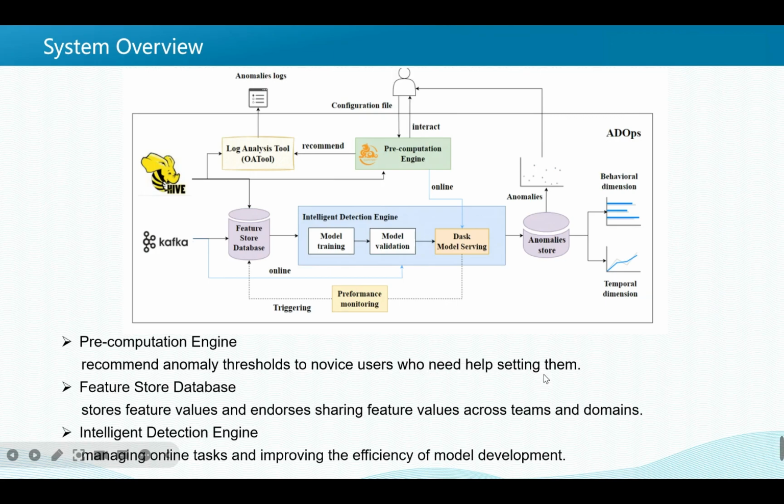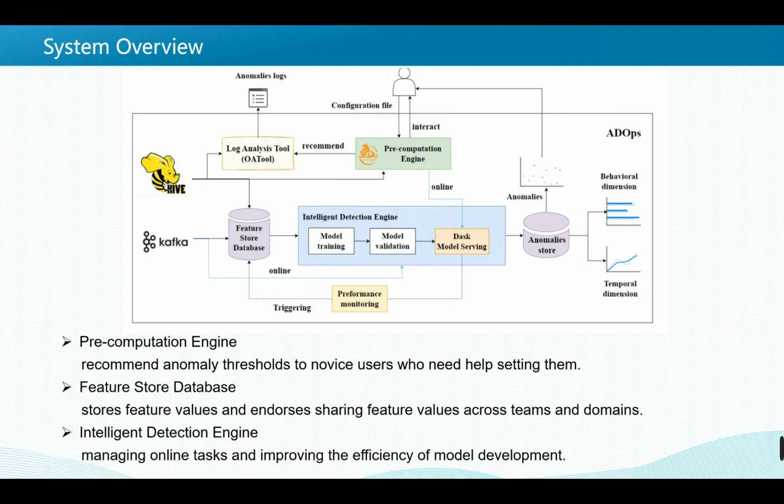We employ Apache Kylin as the pre-computation engine to measure potential monitoring items using player ID and time as dimensions. After the user provides monitoring information, the pre-computing engine recommends appropriate thresholds for them. Then, the pre-computation engine passes the configuration information to the intelligent detection engine to create a real-time task.